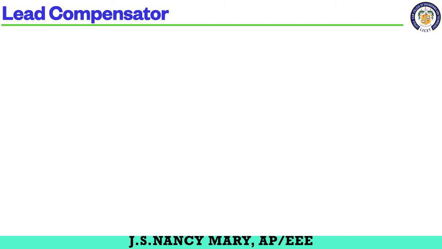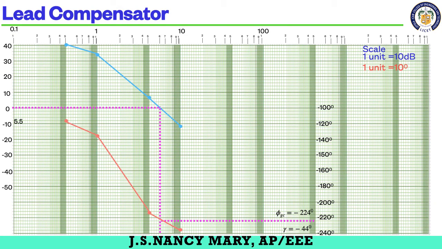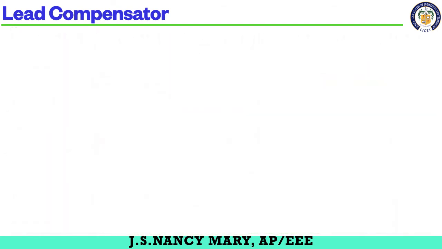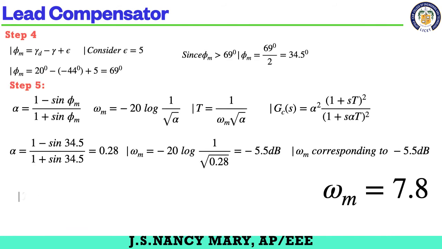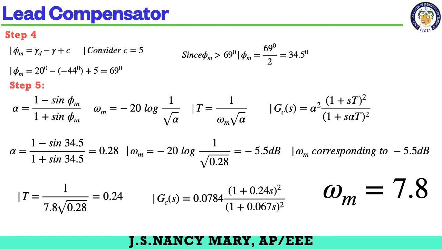So again you take the plot from 5.5 decibel. There we got minus, here you have to go for the same value. So minus 5.9, take the value where omega m equal to 7.8, I am getting. So when omega m equals 7.8, find out T. Substitute the same in the GC of S. So you will be getting the equation like this.